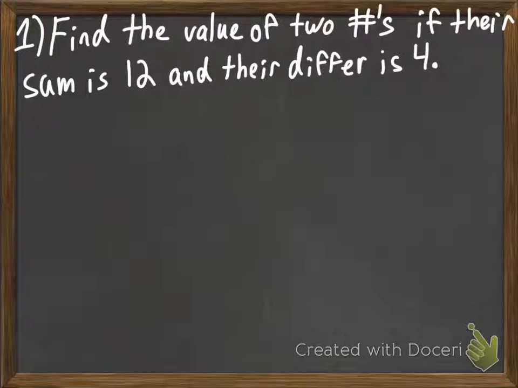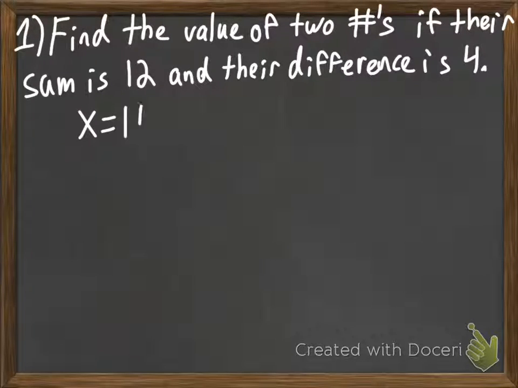So let's begin. The first example here: find the value of two numbers if their sum is 12 and their difference is 4. I forgot to spell difference all the way. So we're going to find the value of two numbers if their sum is 12 and their difference is 4. Now this is just kind of like a warm-up. So we have two numbers. Let's say x equals a number, y equals a number.